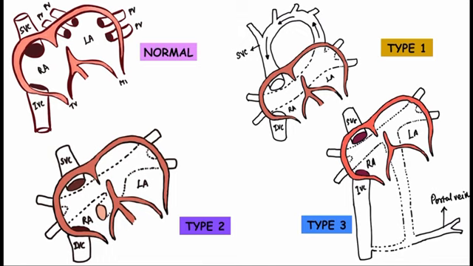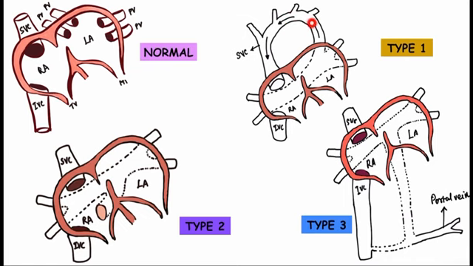This is the diagrammatic representation of various types of TAPVC. This is the normal drainage of the pulmonary veins into the left atrium. We know this. Now this is the supracardiac type. The dotted lines indicate that the venous confluence is behind the atrium. You can see it ascends upwards.